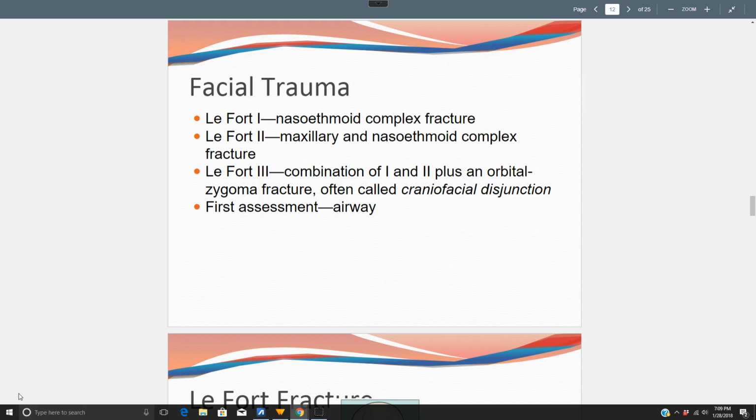And they also like to differentiate which side of the face is involved. And as you can see here, we name or label those types of injuries and facial trauma by Lefort 1, Lefort 2, Lefort 3. Again, that primary assessment is the airway, and making sure that there is proper gas exchange happening, okay?